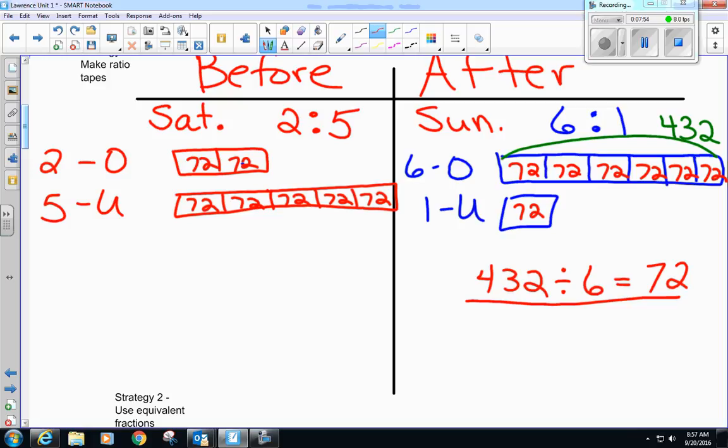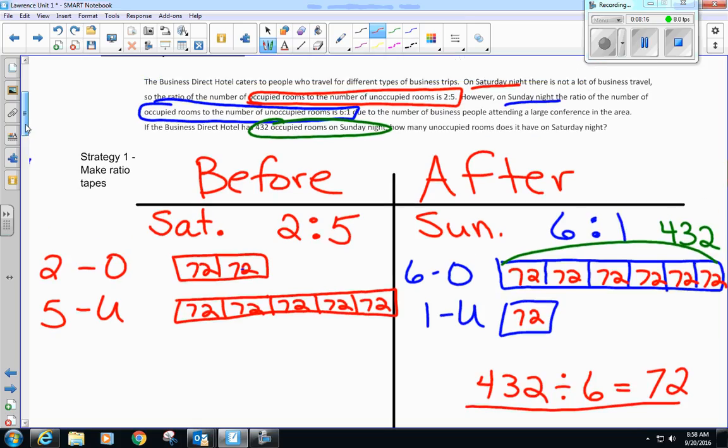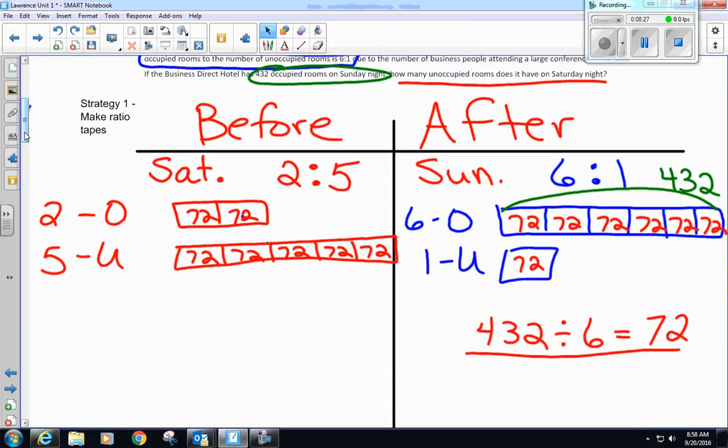Okay, we good? Everybody's got their puzzle piece figured out? All right, so now there's a million questions I could ask you for this. I could ask you how many total rooms it has. I could ask you what's the change, like how many rooms have turned from unoccupied to occupied. I could ask you a million questions using all of that. But we need to answer the question that they want to know, which is, how many unoccupied rooms does it have on Saturday? So this tape right here is the answer to the question.